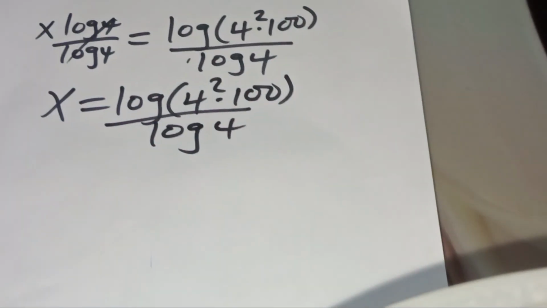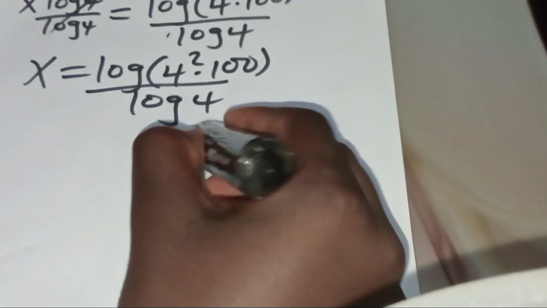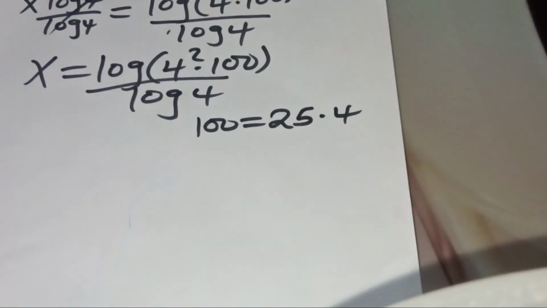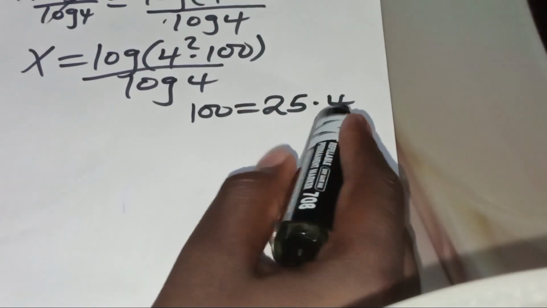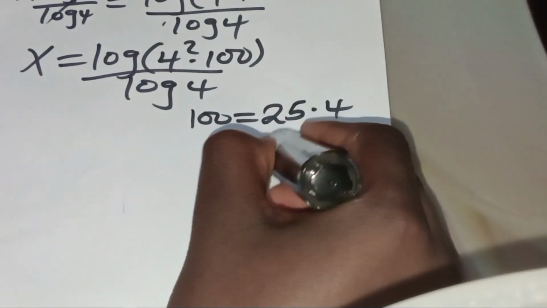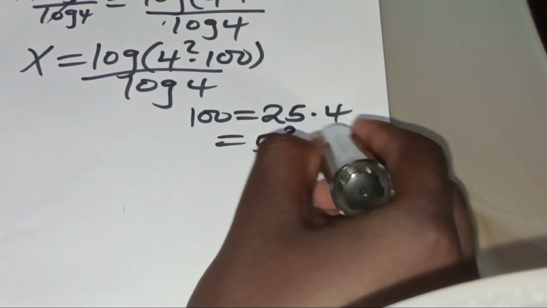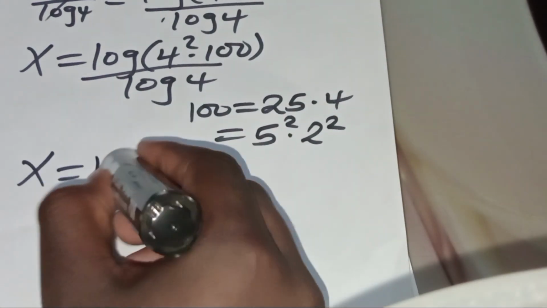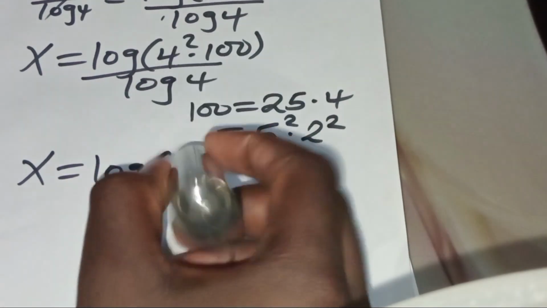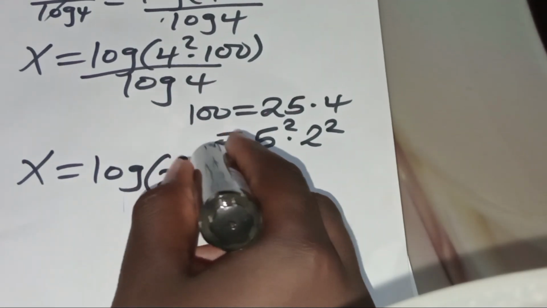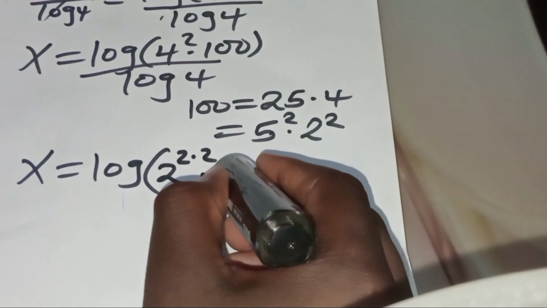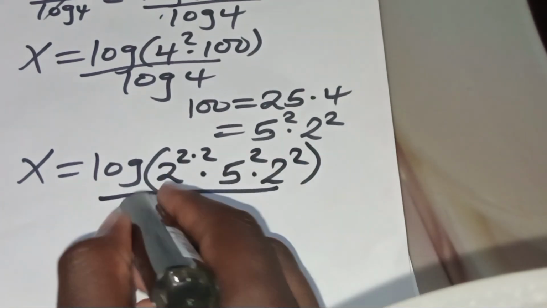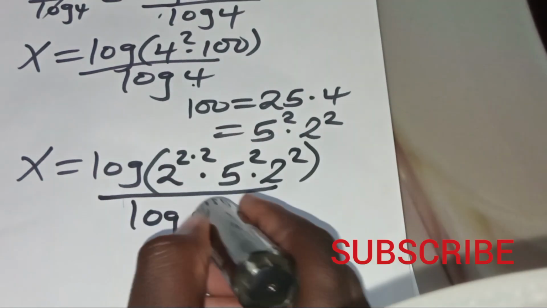So we can express 100 as 25 multiplied by 4. We can express 25 further as 5 to the power 2, and 4 as 2 to the power 2. So substituting this, we'll have log of: 4 to the power 2, which is the same thing as 2 to the power 2 multiplied by 2, multiplied by 5 squared multiplied by 2 squared, divided by log 4, which is actually log 2 to the power 2.